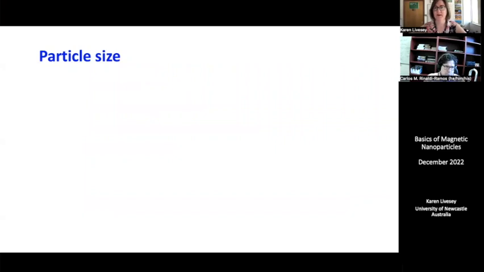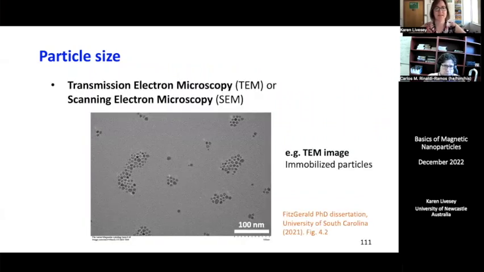Okay, so let's start with particle size. Commonly used techniques include transmission electron microscopy, or TEM, and scanning electron microscopy, SEM. Here's an example. This is a TEM image taken from Sarah Fitzgerald's PhD dissertation at University of South Carolina. These are some magnetite nanoparticles that have been immobilized. So we can look at each one and put a little bar across and figure out what size each of them is, what diameter each of them is.